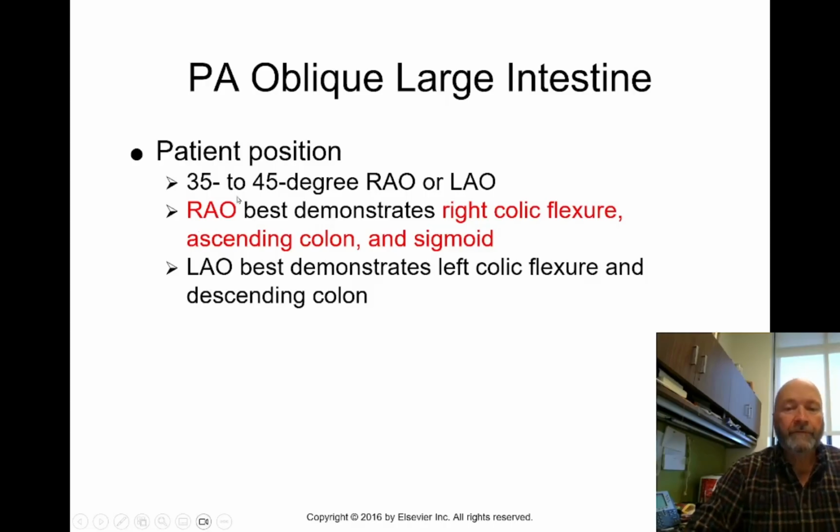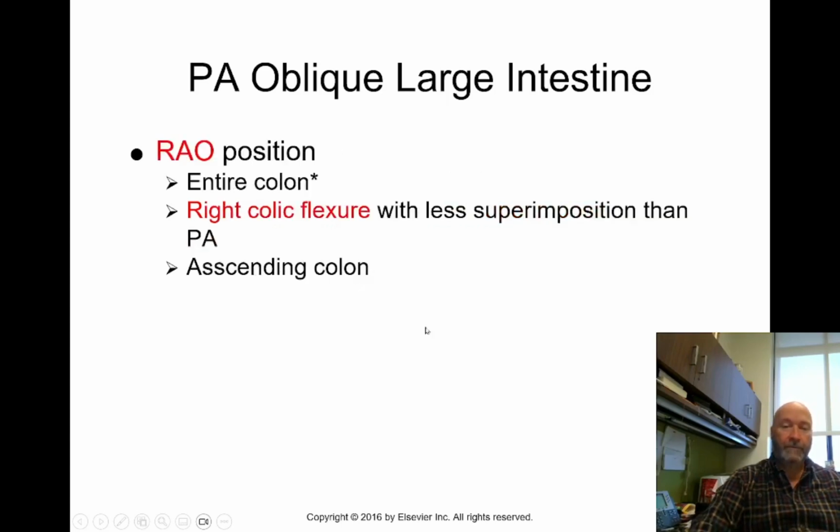Still 30 to 35 degree obliques, RAO or LAO, and just know your anatomy for each one of those. I'll go through this kind of slowly. Okay, so I put an asterisk here because do you really need to see the entire colon? The answer is you'd like to, but no, not necessarily. So what are you looking for specifically with the PA obliques? That's going to be side closest to the image receptor. So in the RAO position, you're going to be looking for the right colic flexure.